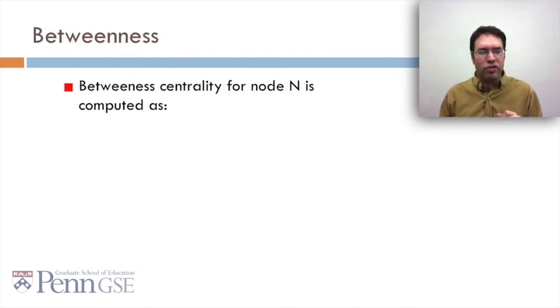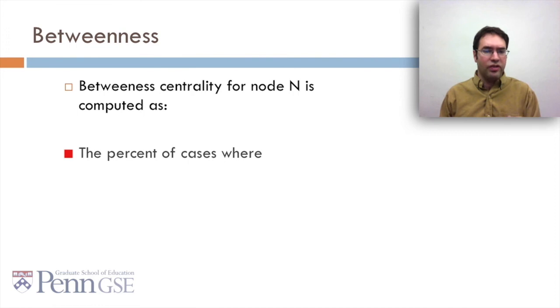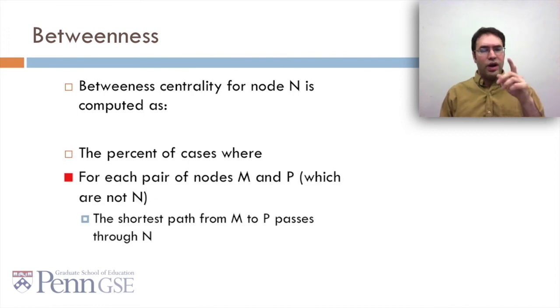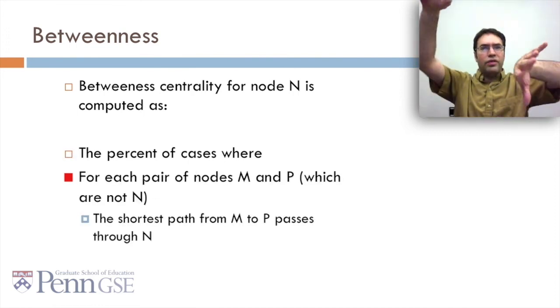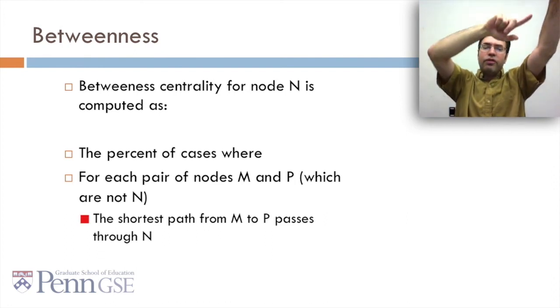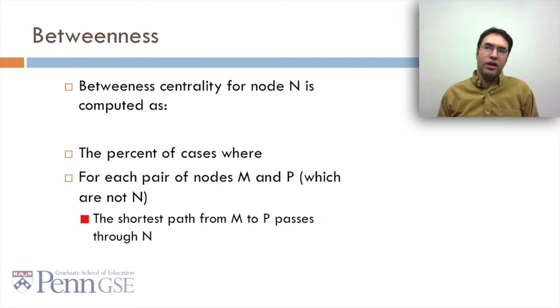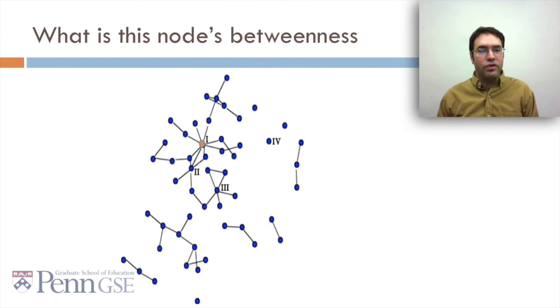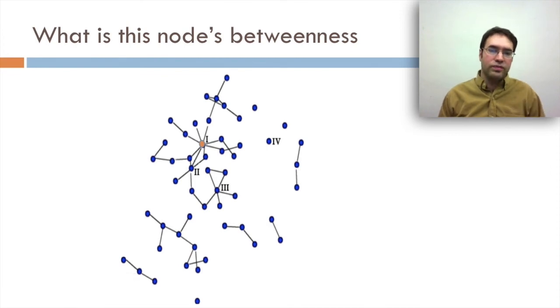A third type of centrality is betweenness centrality. The betweenness centrality for a node N is computed as the percent of cases where for each pair of nodes M and P, for any other pair of nodes, does the shortest path from M to P pass through N. The percent of cases where the best way to get from M to P goes through N is the betweenness centrality of N. So for example, what's this node's betweenness?